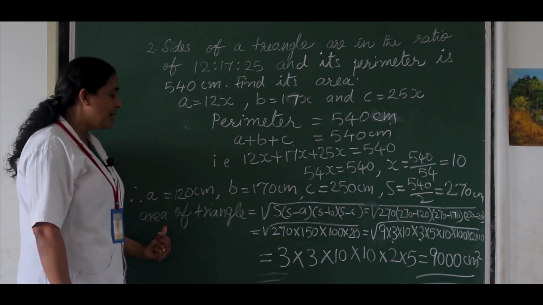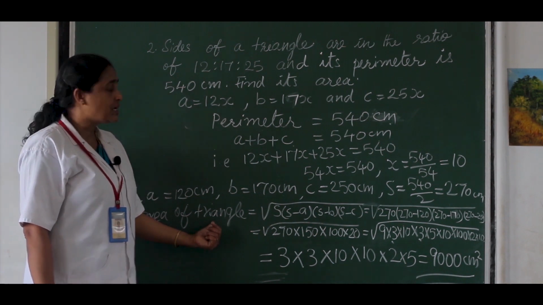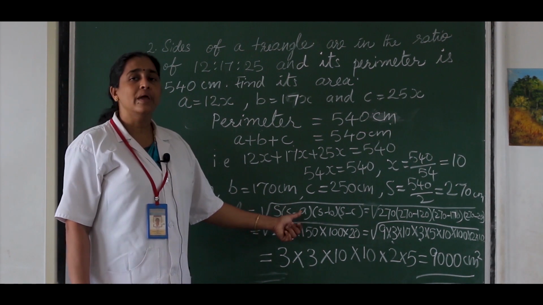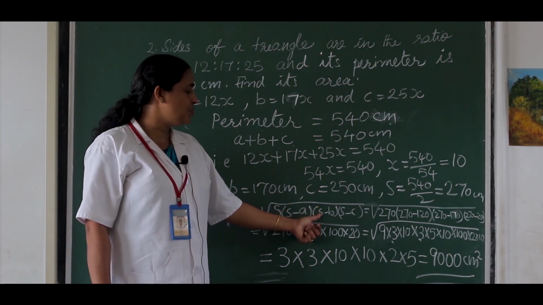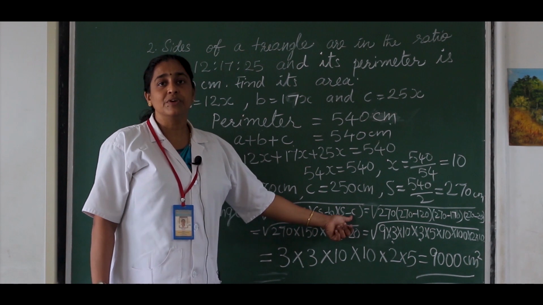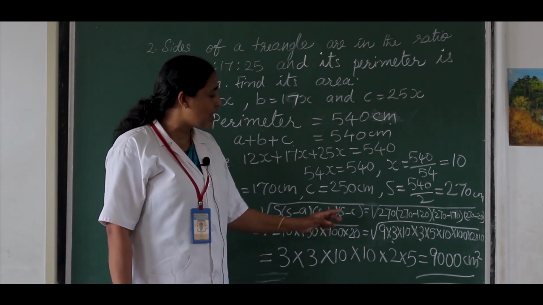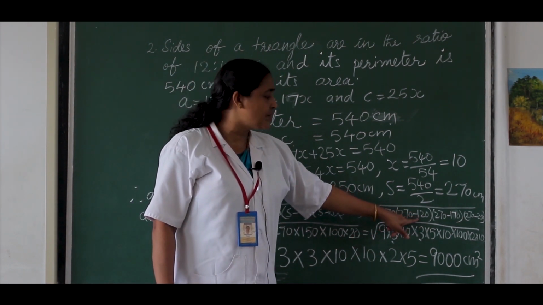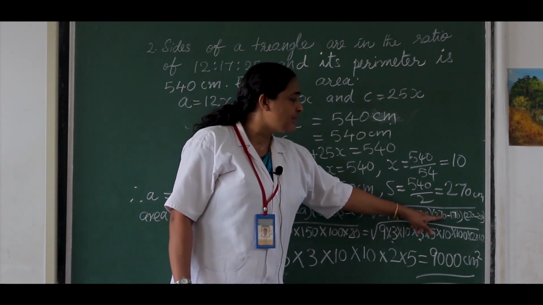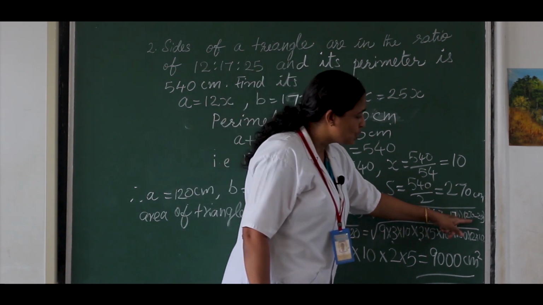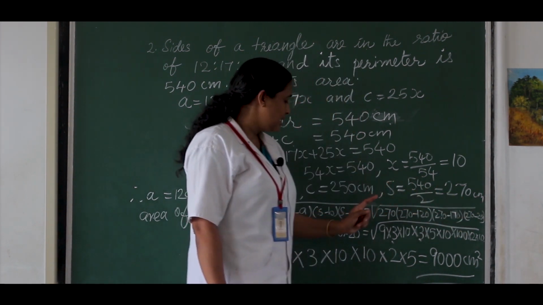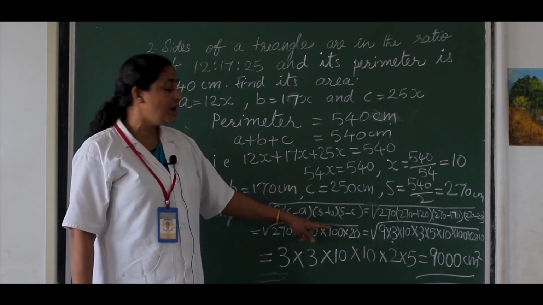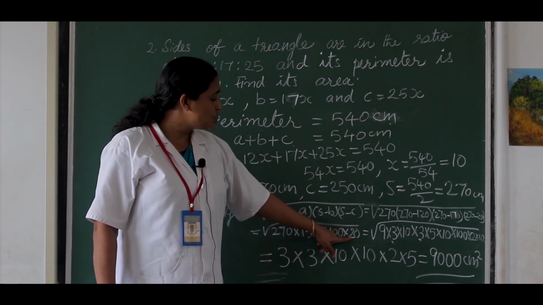Now we are finding the area of the triangle. Here we can use Heron's formula. It is root of S into S minus A into S minus B into S minus C. We can substitute the values in the formula. It is root of 270 into 270 minus 120 into 270 minus 170 into 270 minus 250. It is root of 270 into 150 into 100 into 20.